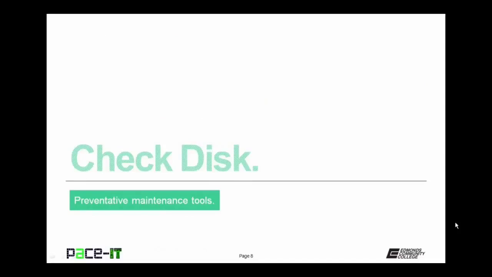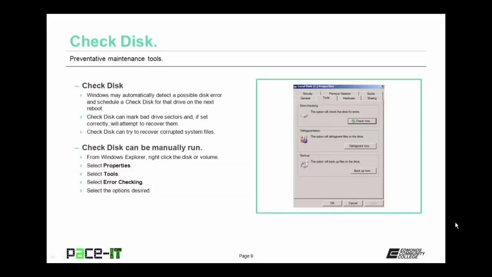Now let's discuss check disk. Hard drives can develop physical errors over time. The Windows operating system may automatically detect these problems and automatically schedule a check disk for that drive on the next reboot.